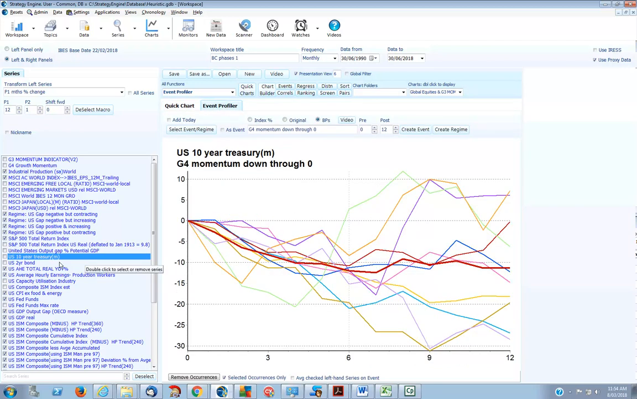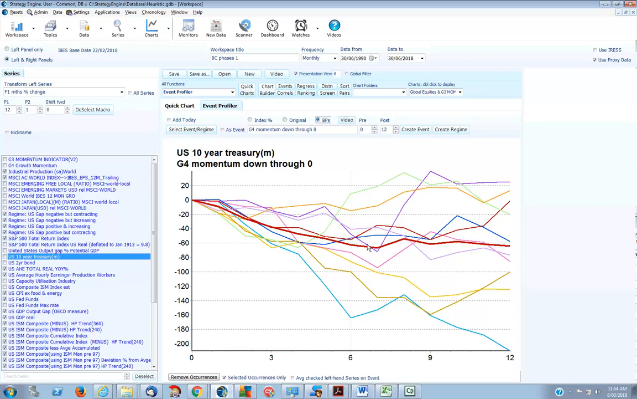And if we express the chart in terms of a whole range of occurrences going from month 0 out to month 9 to month 12, these are basis points. So on average, the US bond, that's the bold red line, has fallen by around about 60 basis points in the 6 months post G4 momentum pushing down through the zero level. So a couple of possibilities are emerging. One is that we've seen the very best in global growth. Secondly, that the upward pressure on bond yields is going to diminish.